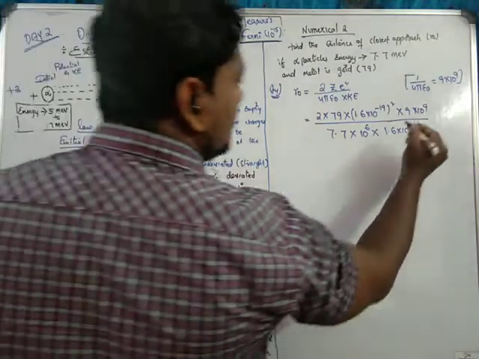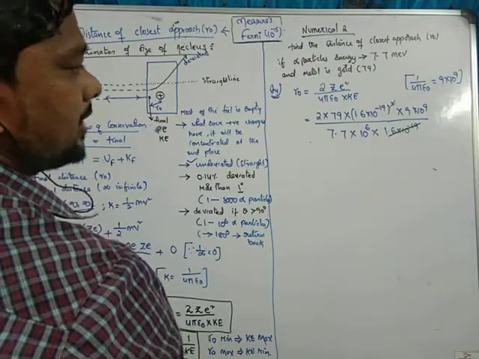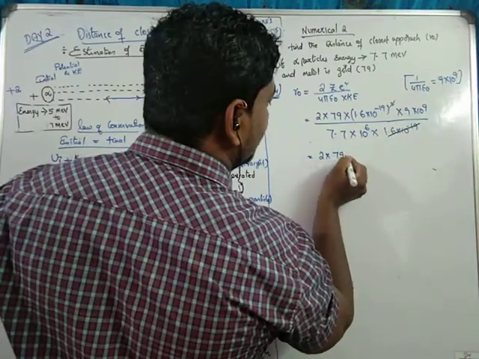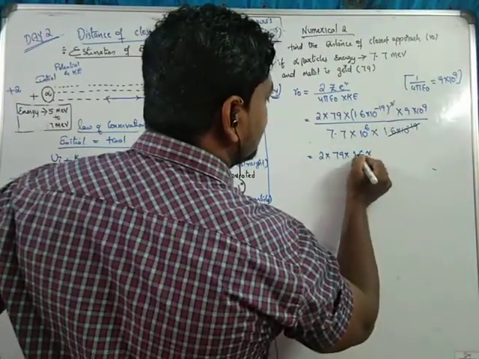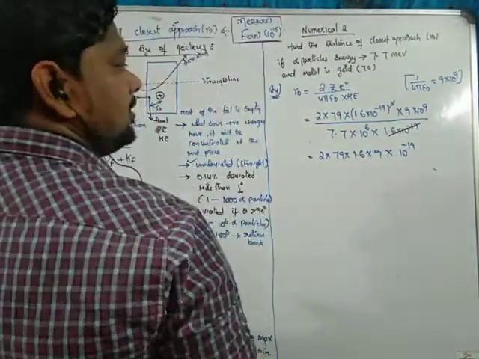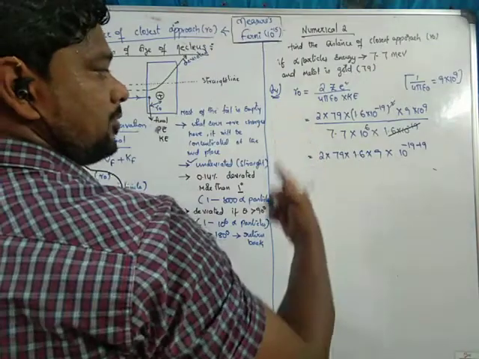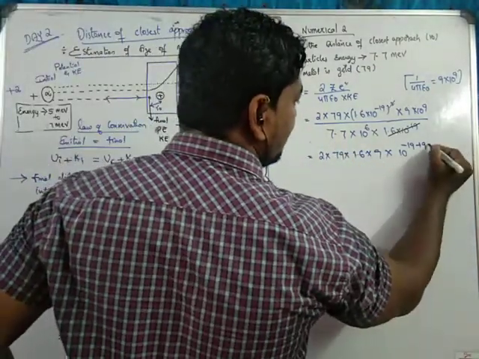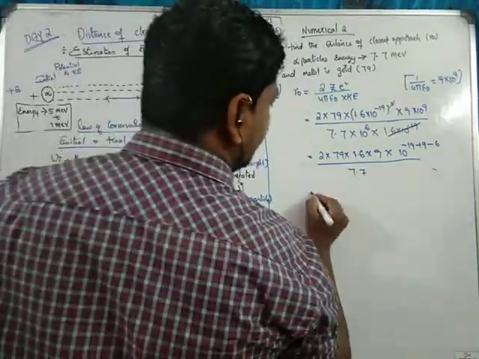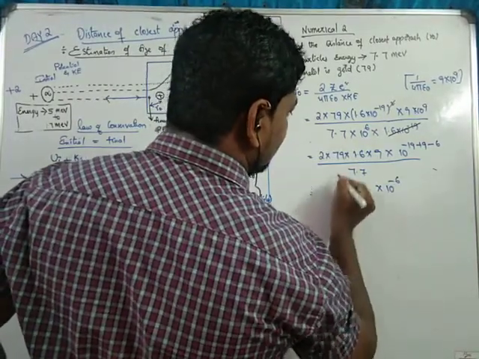Now 1.6 into 10 to the power of minus 19, here the square will be cancelled. So next we have the terms, 9 2's are 18. So the general calculation: 2 into 79 into 1.6 into 9 into 10 to the power of minus 19. Here we have plus 9, and in the denominator we have plus 6. If you subtract the denominator from the numerator, the value will become minus 6 divided by 7.7. So we get the value 10 to the power of minus 6, and calculate this value.